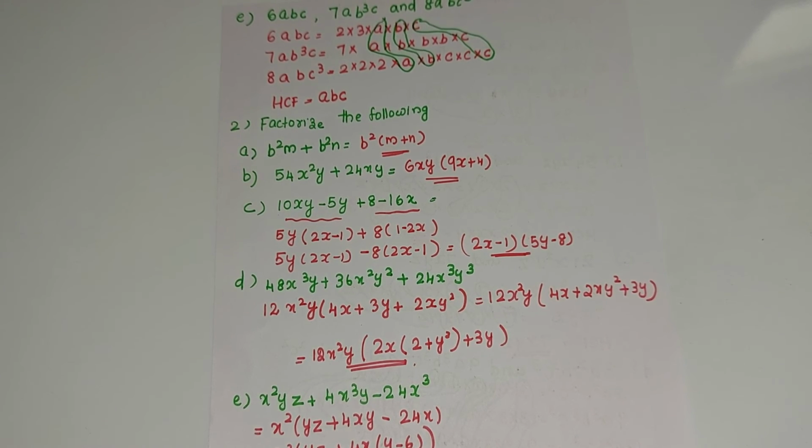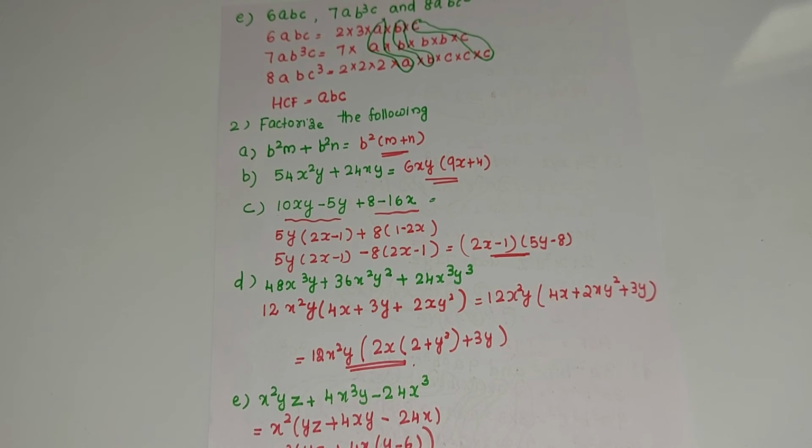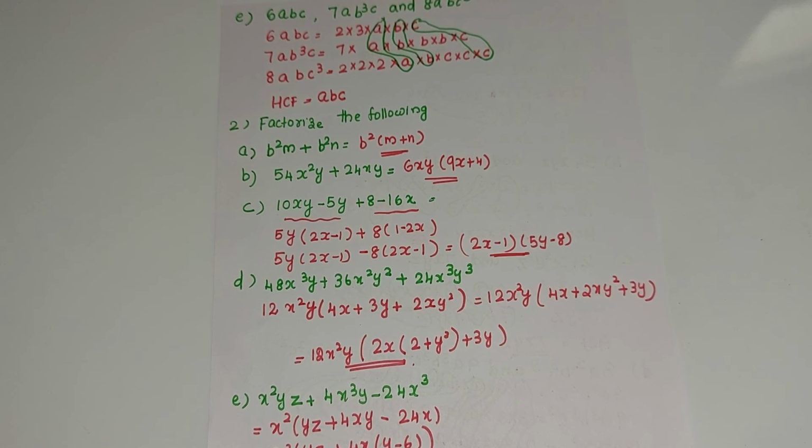Here in the first term it is 2x minus 1 and in the second term it is 1 minus 2x. So to take the common factor you change 1 minus 2x as 2x minus 1 by taking minus 1 outside. So 1 minus 2x we can write as minus of 2x minus 1. So this becomes 5y into 2x minus 1 minus 8 into 2x minus 1. Now 2x minus 1 is common. So you can take outside 2x minus 1 into 5y minus 8.